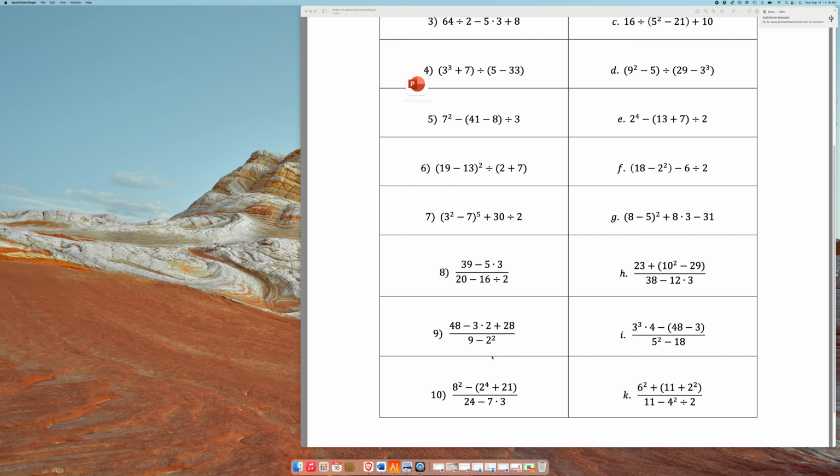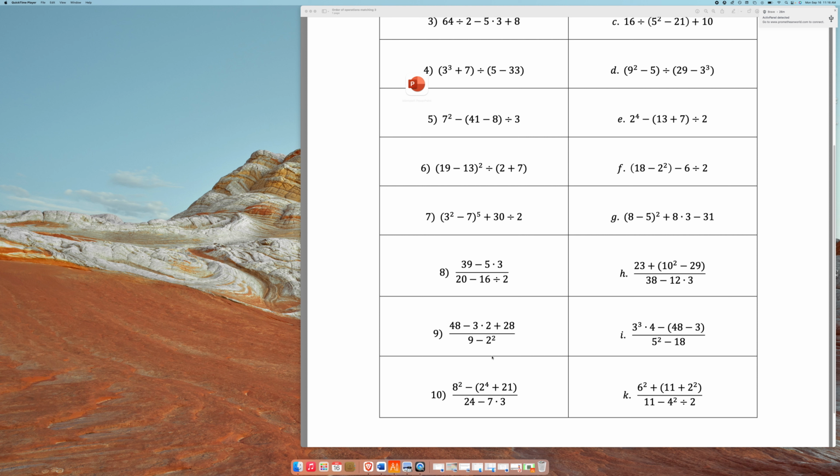So let me do number 8. It's 39 minus 5 times 3 over 20 minus 16 divided by 2. Think of it as two expressions. One is the numerator, the other one is the denominator. So I'm just going to do the numerator first. On the top, 39 minus 5 times 3. Subtraction is not going to happen right now, and we'll do 5 times 3, which is 15. Over, in the denominator, I have 20 minus 16 divided by 2.